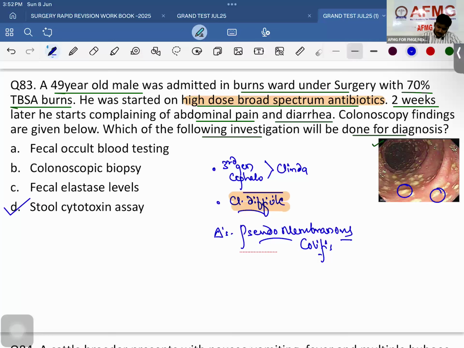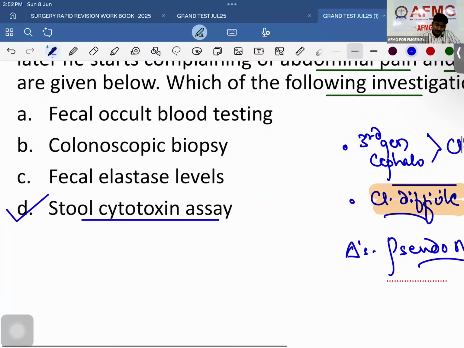We know the answer has to be option D, that is stool cytotoxin assay. I've told you this was a recent NEET question. Stool cytotoxin assay is going to be done for diagnosis of pseudomembranous colitis. I had told this the other day in medicine, sorry, in surgery. Do remember that.